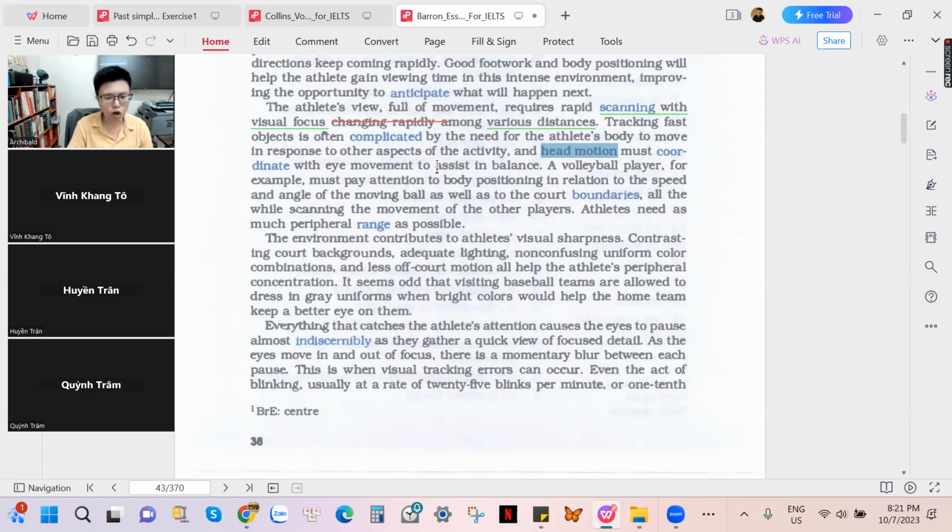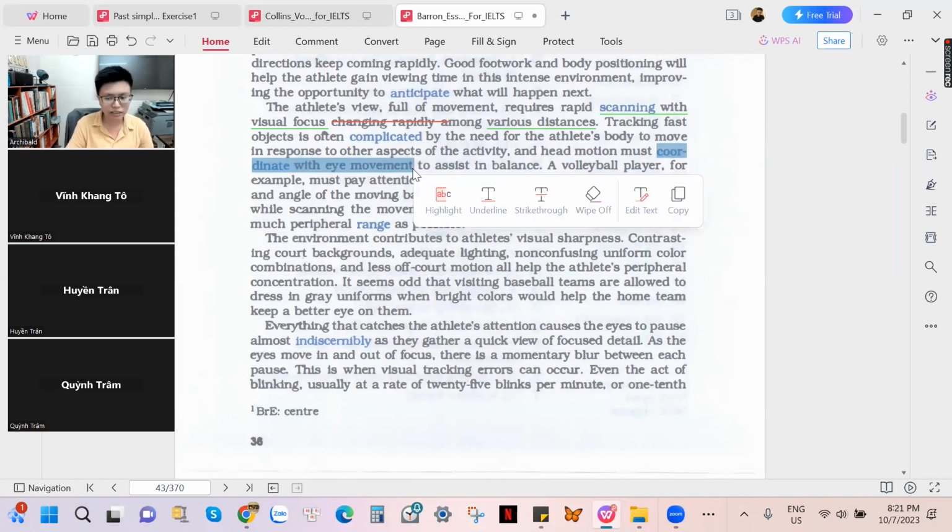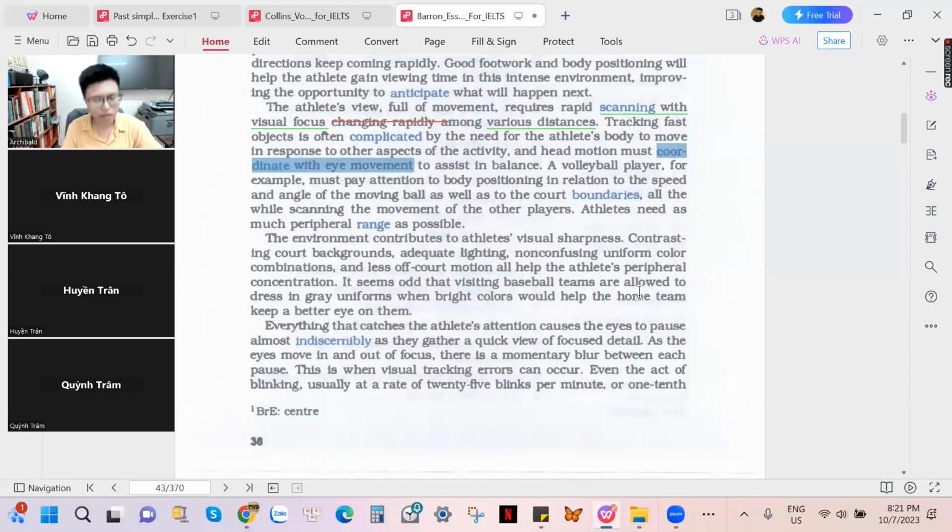Head motion must coordinate with eye movement. See, when they say head motion, the way that you move your head must work with your eye movement. It means that the way you move your head must be at the same time as the way you move your eyes, to assist in balance.